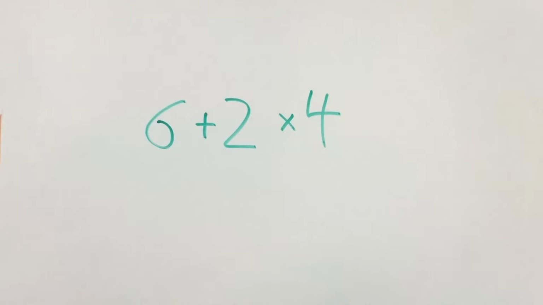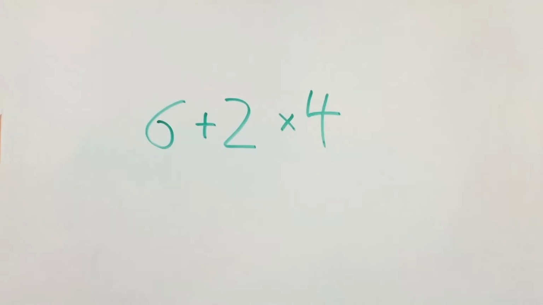It might look like you have a couple of different options since there are two different math operators. Maybe you think you could add 6 plus 2 first and then multiply the result by 4, which would give you an answer of 32. Or maybe you think you could multiply 2 times 4 and then add 6 to the product, which would give you an answer of 14.